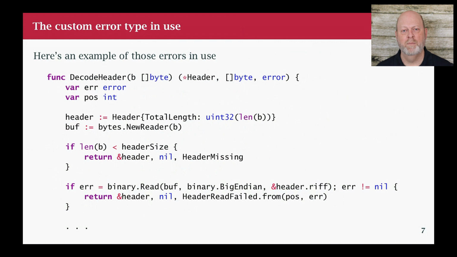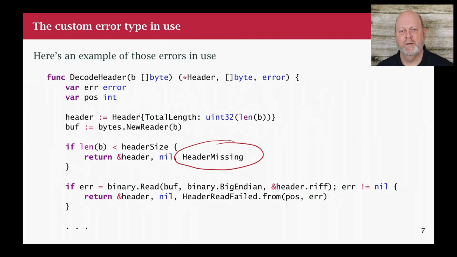So here's an example piece of code. I'm going to start decoding a header of a WAV file. I start looking at my bytes, and if I don't have enough bytes, I can return one error, and I'm just returning, in this case, the variable. It doesn't have any other information other than, well, you don't have a header.